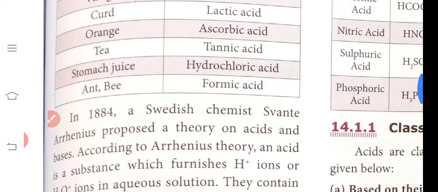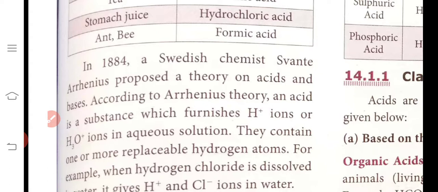In 1884, a Swedish chemist, Svante Arrhenius, proposed a theory on acids and bases. According to Arrhenius' theory, an acid is a substance which furnishes H+ ions or H3O+ ions in aqueous solution. They contain one or more replaceable hydrogen atoms.